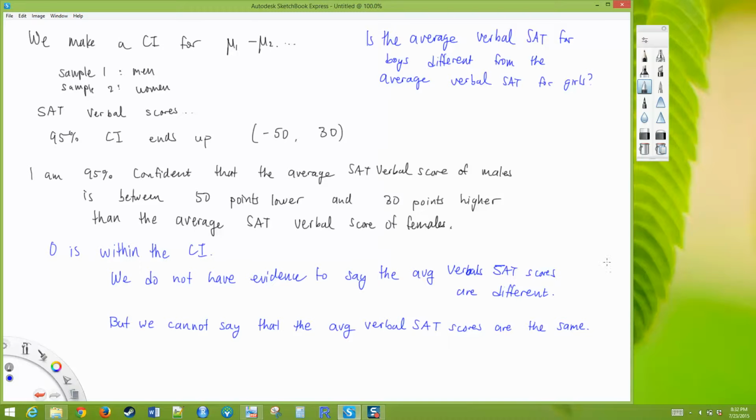Okay, and in fact, anytime you take a sample, you will never actually be able to say that the average verbal SAT scores are the same. Even if your samples end up being exactly the same, that doesn't tell you that the populations have the same average or same mean. Because the only way you can find out if the populations have the same mean is to get the actual means of the populations, which means you have to observe the entire population, which we're assuming we can't do in statistics.